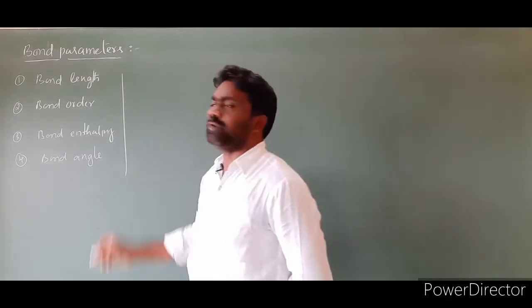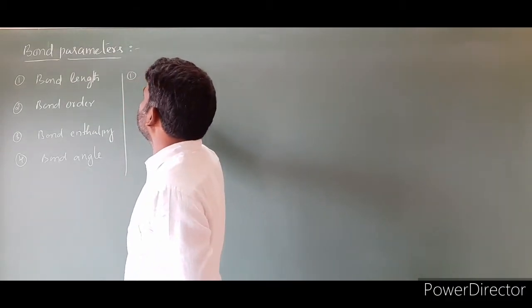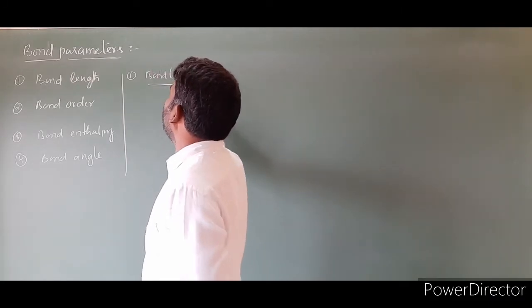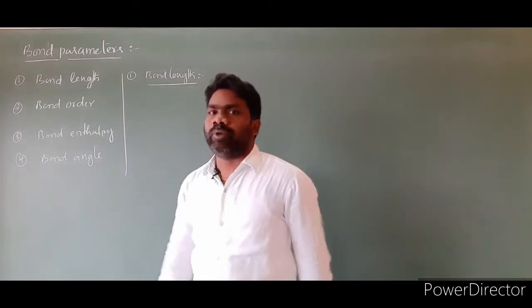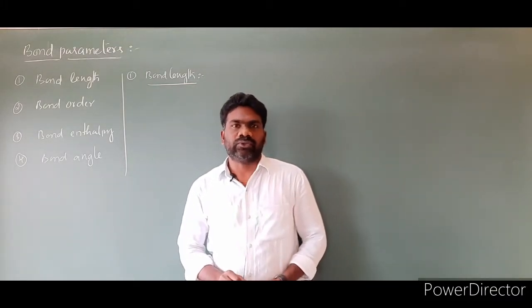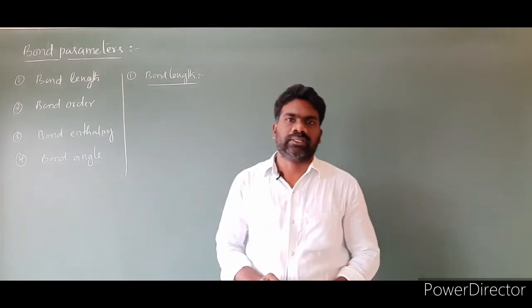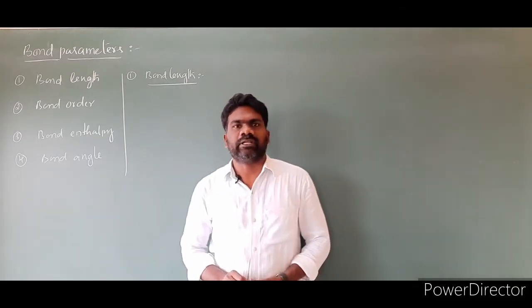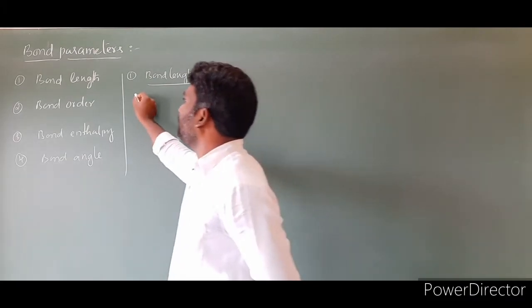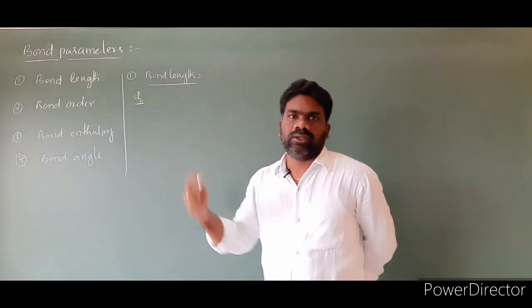Among them, the first one is bond length. The equilibrium distance between the two bonded atoms in a molecule is called bond length. Let us understand what is the exact meaning of bond length by taking a general example, a chlorine molecule.